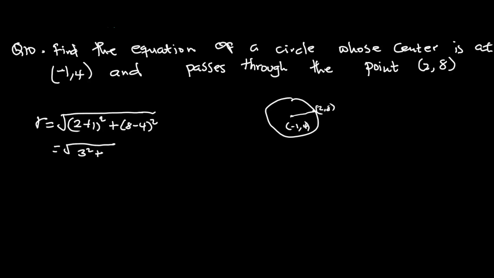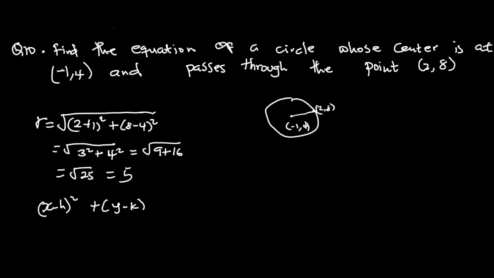So we'll have the square root of 3 squared plus, 8 minus 4 is 4 squared, sorry, and that will give us root of 9 plus 16. That will equal to root of 25, and that will give us 5. So our radius is 5. Now we have our center, we have a radius. We substitute it into the standard equation, which is x minus h squared plus y minus k squared equal to r squared. So in our case here, we just substitute everything inside, and then we are good to go.